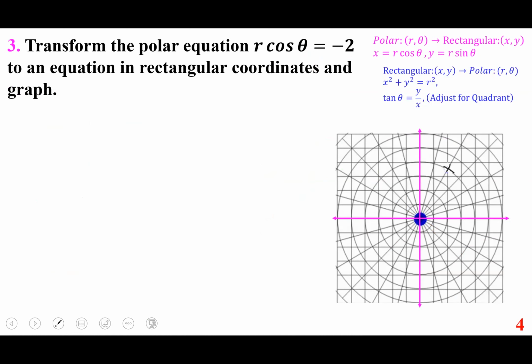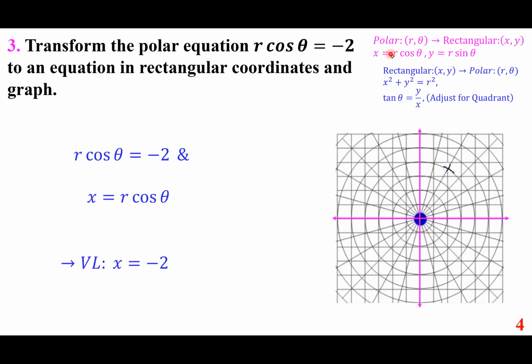We want to transform the polar equation r cosine theta equals negative 2 to an equation in rectangular coordinates. And we want to graph this. So when we look at the formulas, we notice that x is r cosine theta, y is r sine theta, and in the case of r cosine theta being negative 2, using x equals r cosine theta, that results in x being negative 2, which is simply a vertical line, VL, short for a vertical line. X equals negative 2.